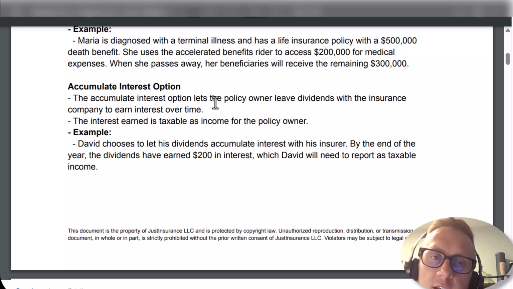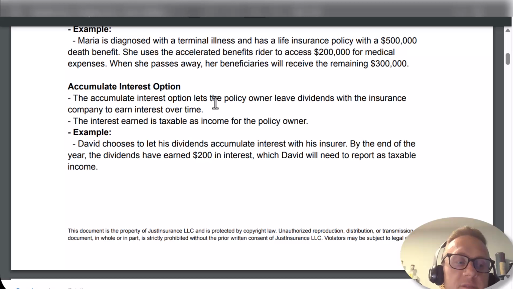So the dividends themselves are not taxable unless they exceed the cost basis, so unless it exceeds how much the person has paid into the policy, because they're looked at as a return of unused premium. So say you pay $100 a year for your policy. At the end of the year, the insurance company says, hey, we have a $5 dividend. We're going to give you $5.